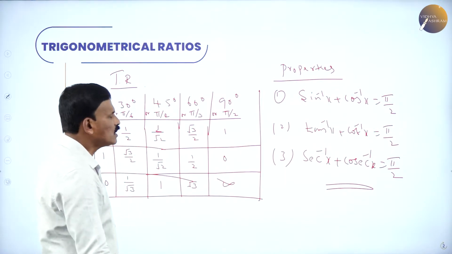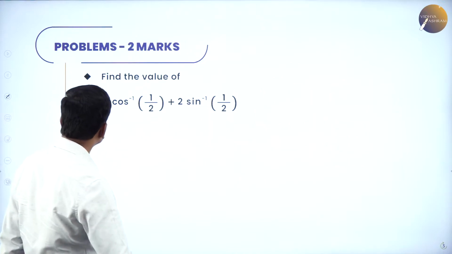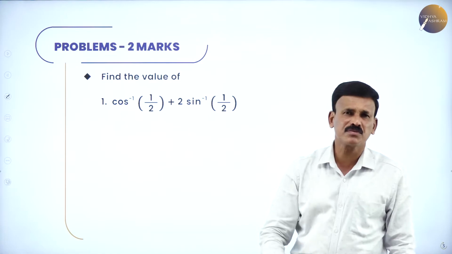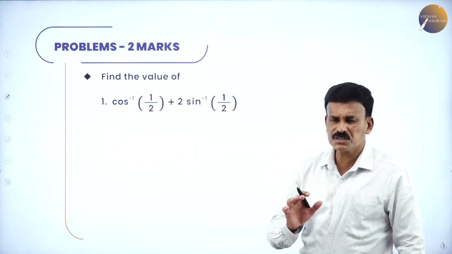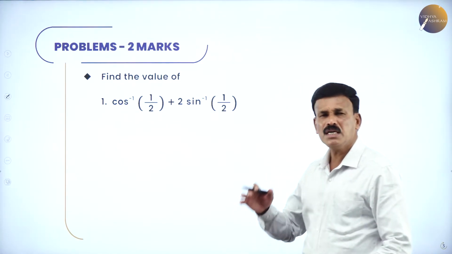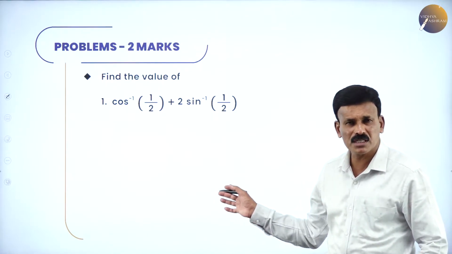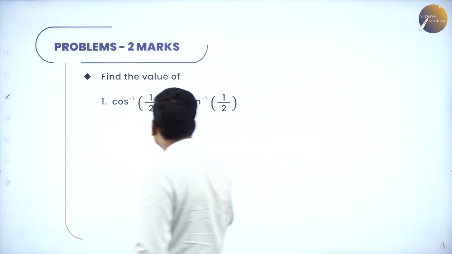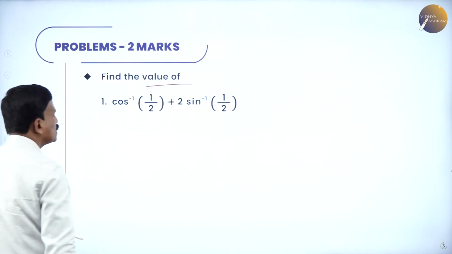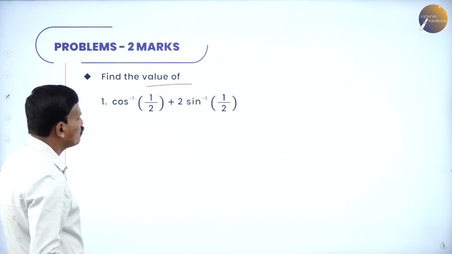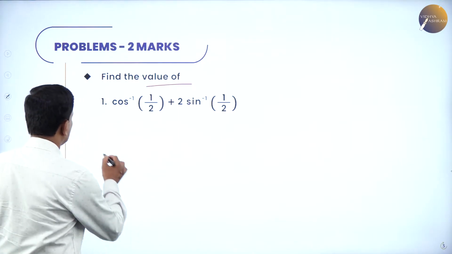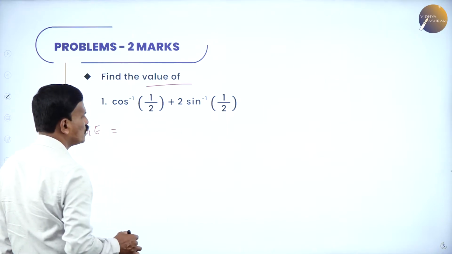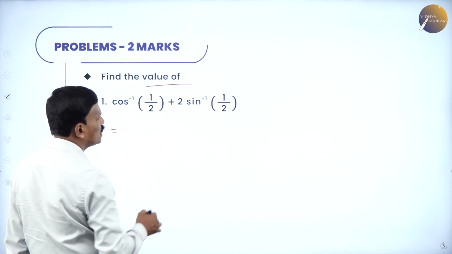Now, come to the first problem. These are very important problems for 2 marks. Usually, you will get this type of problems in the examination. This is very easy and very simple. It entirely depends upon the trigonometrical ratios of the standard angles from 0 to 90 degrees. Now, what is given? Find the value of cos inverse 1 by 2 plus 2 times sine inverse of 1 by 2. This is the given equation.